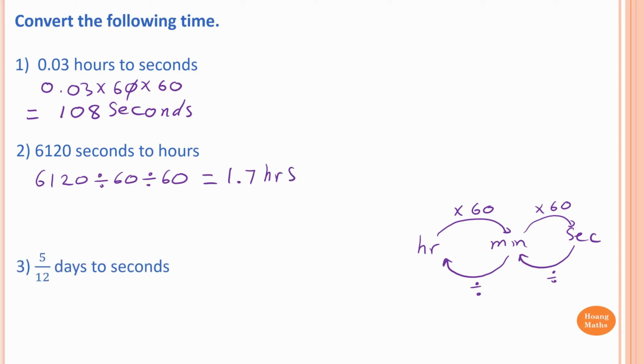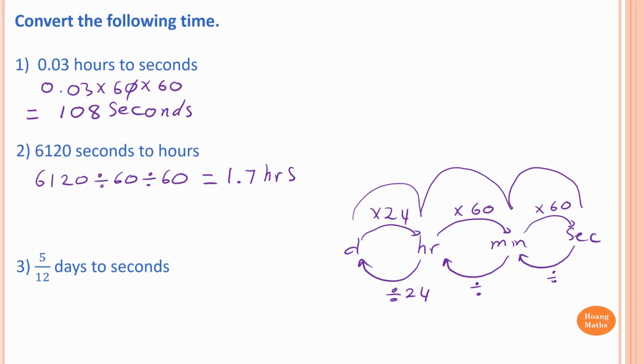Next one. 5 over 12 days to seconds. To convert days to seconds, I just write D for days here. From here to here, I times by 24, and going backward, of course, I divide by 24. So from days to seconds, I times 24, times 60, times another 60. So 5 over 12 times 24 gives me hours. Then from hours, I times 60, which gives me minutes, and times another 60 will give me seconds.